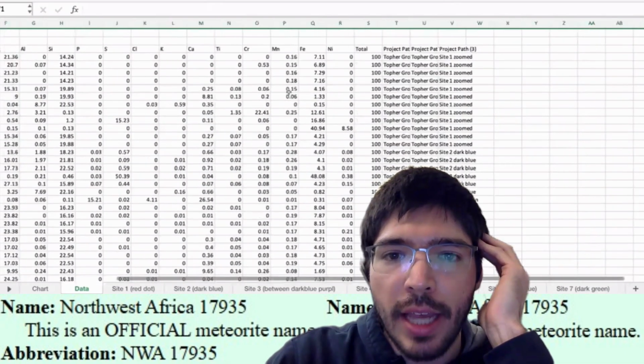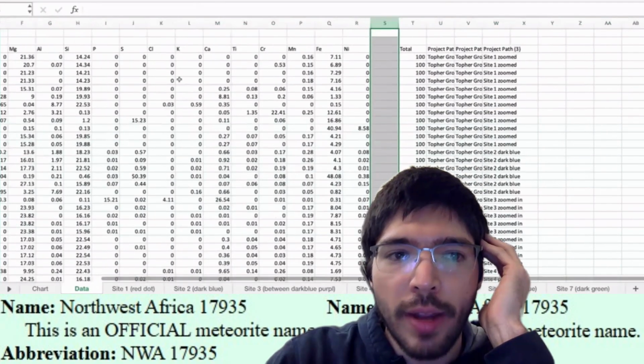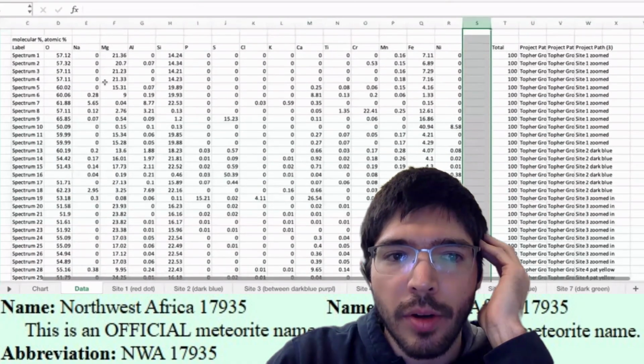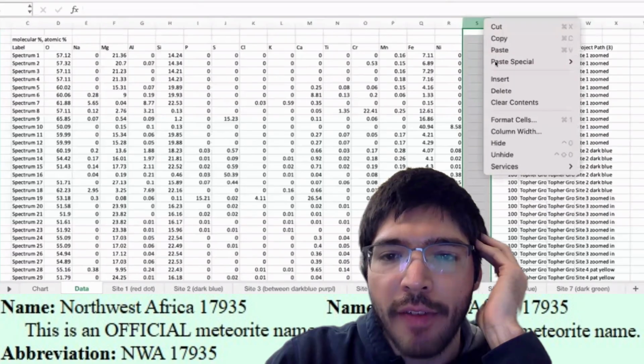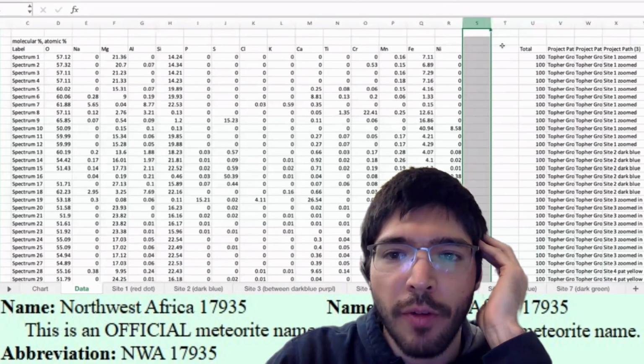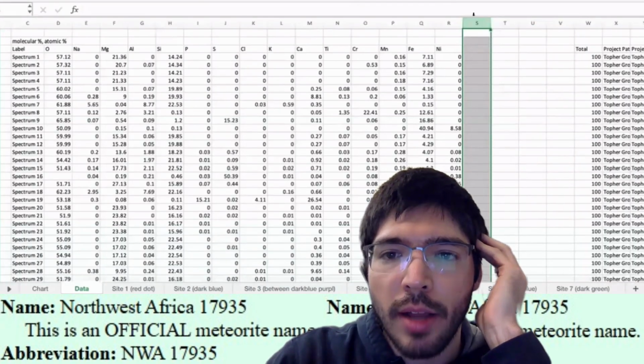The next thing I do is I need to create more columns, because while it's great to see each of these elements on here and what their atomic proportions are, I want to have important things like, what is the fayalite of my olivine? What is the ferrosilite of my pyroxene, etc. So I'm going to create a few columns here.